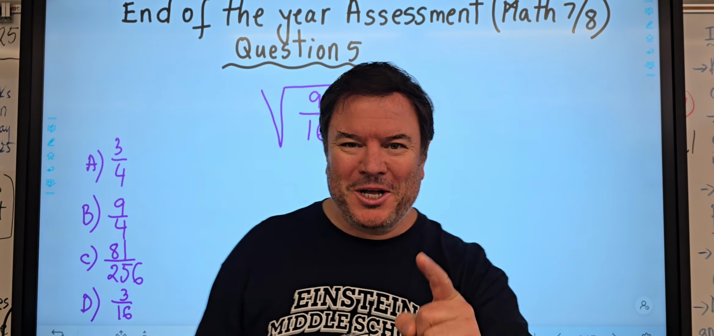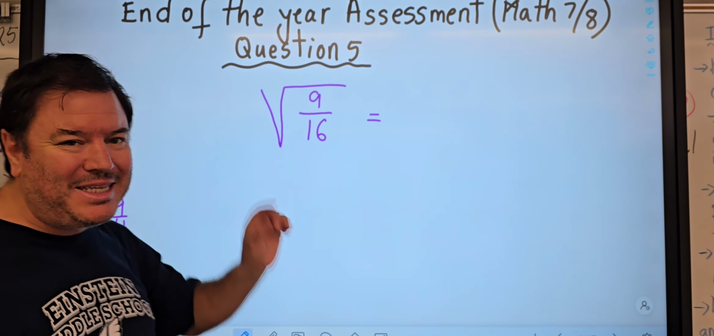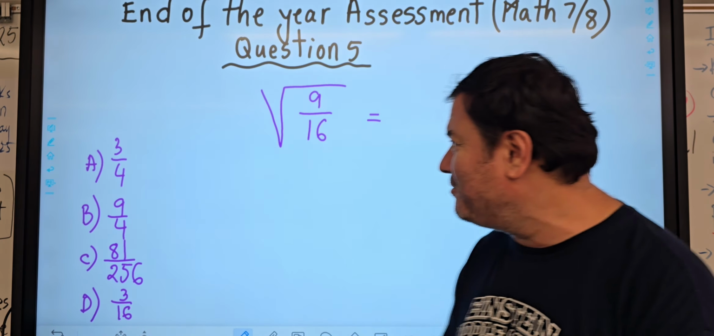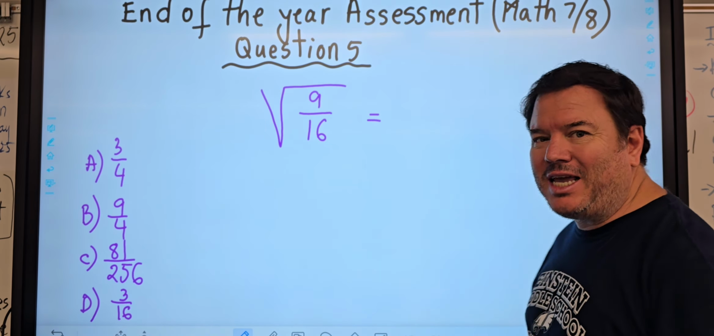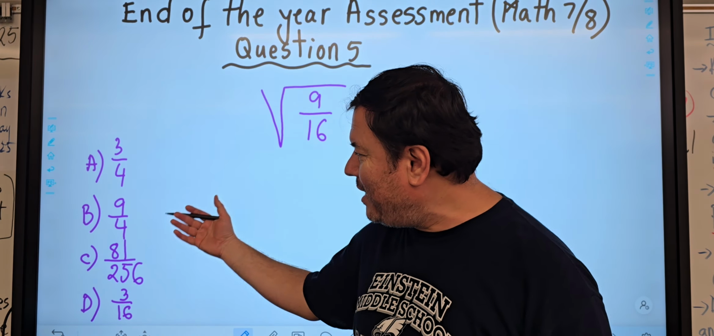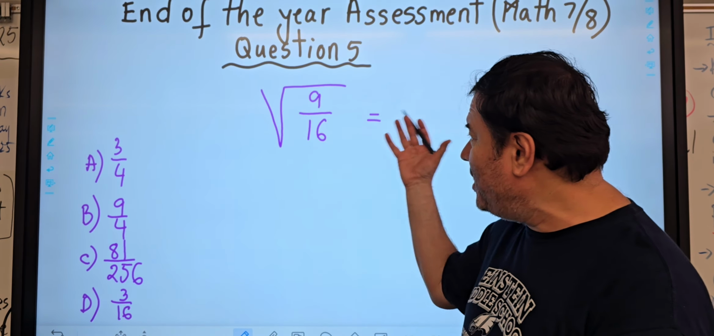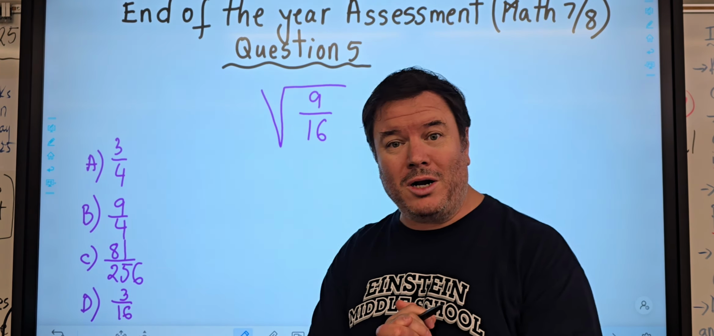Dobrescu, to the rescue. Today, let's continue with the end of the year assessment Math 7-8, and now let's tackle question number 5. In this case, we have the square root of 9 over 16, and we need to find the answer. Which one of these, A, B, C, or D, is the answer if we do the square root of 9 over 16? Would that be 3 over 4?